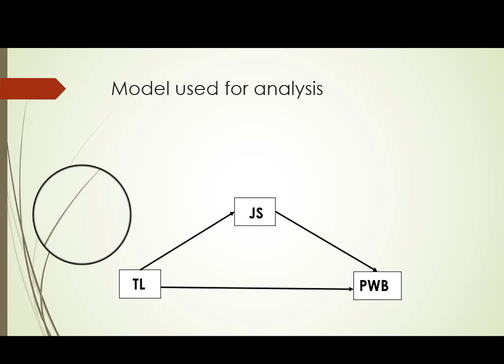We have three variables. The first one is transformational leadership, then job satisfaction, which is the mediator here, and finally we have the outcome, PWB, psychological well-being. So let's start with the analysis.